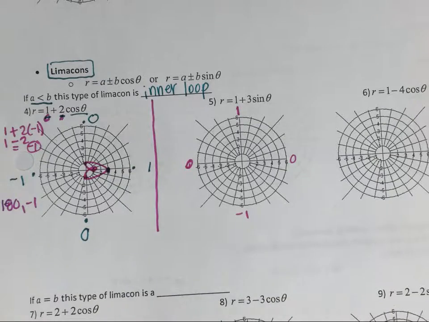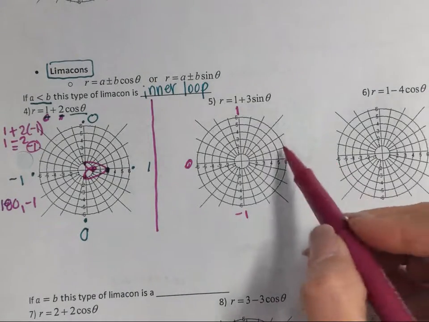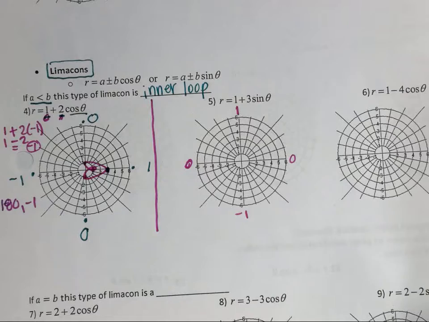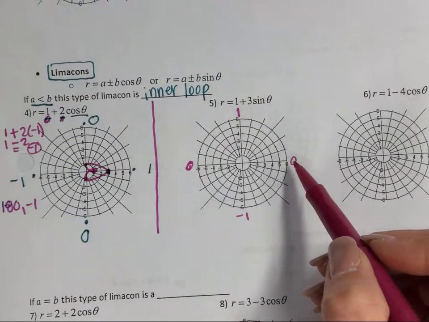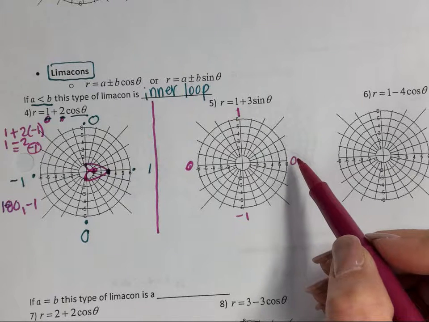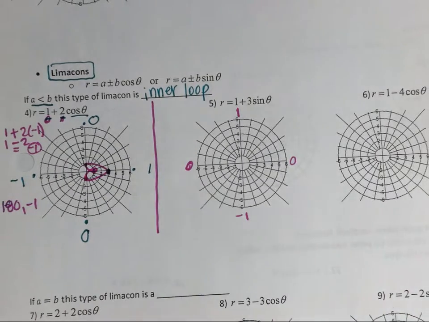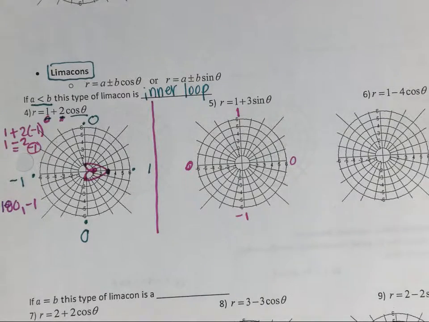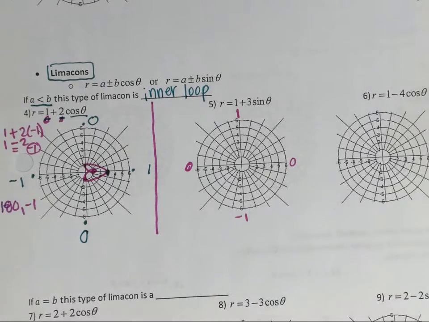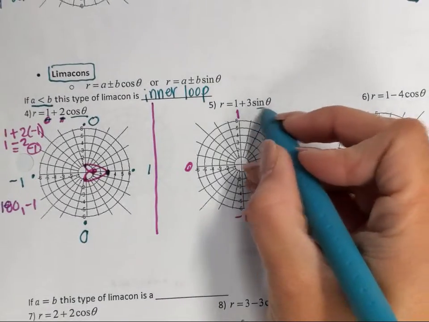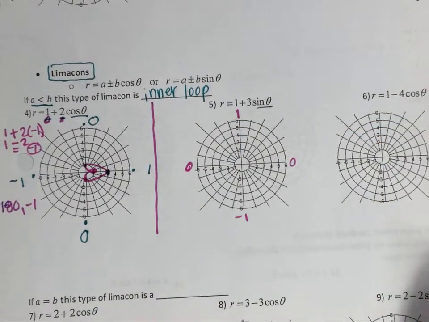Alright, Brandon. When I plug in 0 for sine up here, we'll get 1 plus 3 times 0. That's going to give us what? Did I lose you? You with me? Okay, let me ask you again. When I plug in 0 for sine right here, I'll get 1 plus 3 times 0. That's going to give us what?